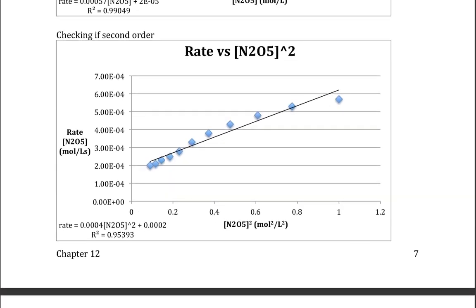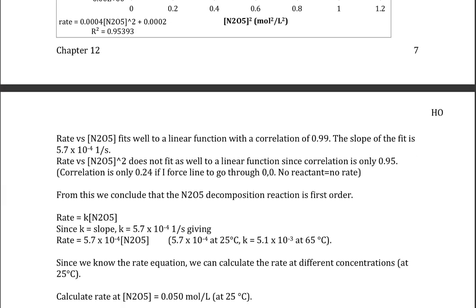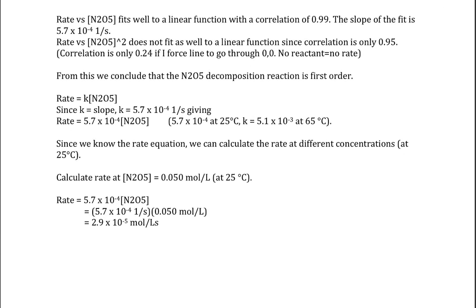But we'll check if second order doing the same kind of thing. So there's the graph of rate versus concentration squared. And I did the linear fit and got the slope to be 0.0004, the y-intercept 0.0002, got the correlation coefficient to be 0.95393, not as good as the correlation coefficient for the first order fit. So rate versus the N2O5 concentration fits well to a linear function with a correlation of 0.99. I dropped the last digits.